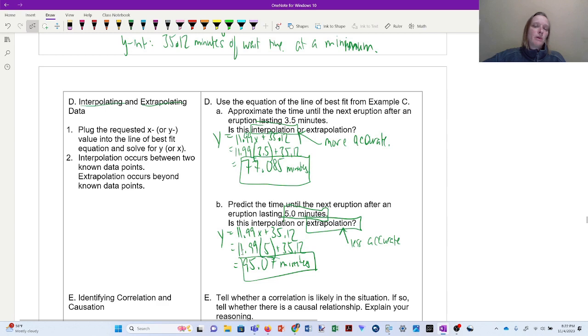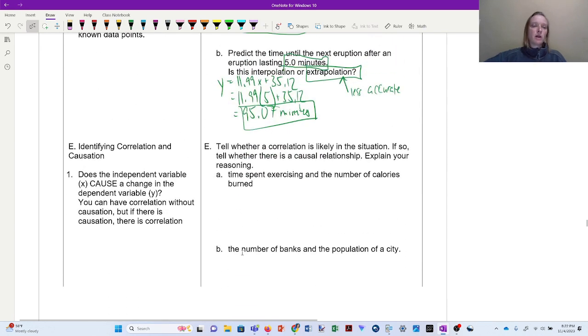The last thing that we need to think about when we're looking at these scatter plots and analyzing scatter plots is whether a relationship is just a correlation or whether there's actually a causation in the relationship. And really what we're asking ourselves here is, does the independent variable x cause the change that we see in the dependent variable y? You can have correlation without causation, but if there is causation, then there has to be correlation. So, say whether a correlation is likely in the situations outlined below, and if so, say whether it's a cause-effect relationship or just a correlation.